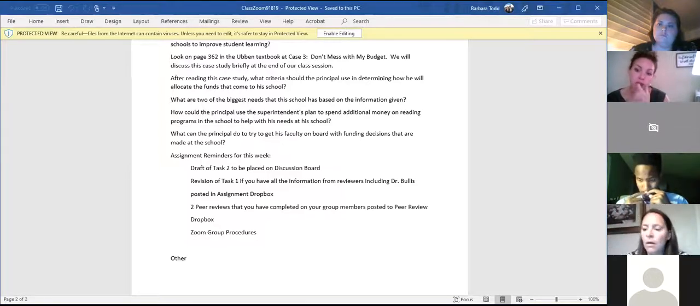Now, one of the things that I want you to think about is how can you use the fact that the superintendent and the deputy superintendent are trying to get extra money for reading? How can you use that to help your science program?